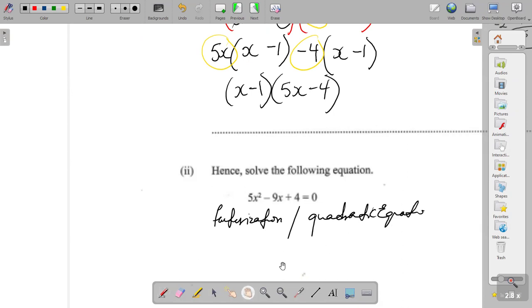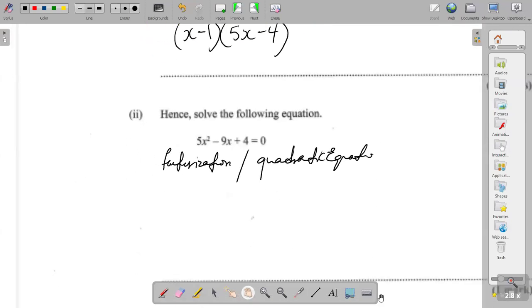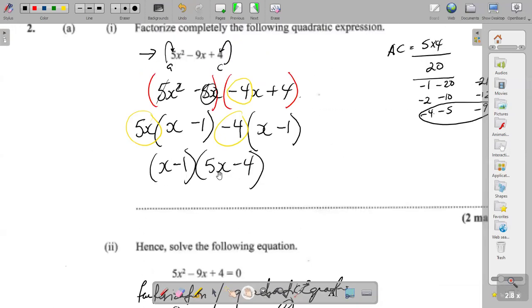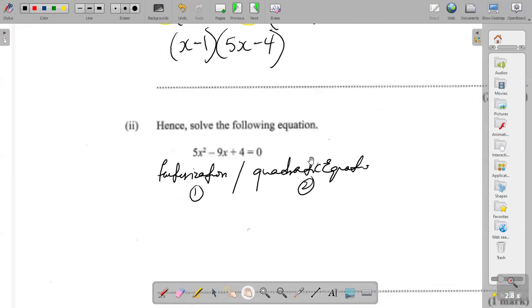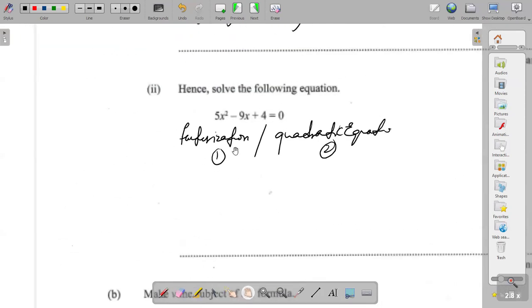Anybody know which one they prefer? Which one you prefer? Option 1 or option 2? I want to see if you even remember. Because you must have a choice. If you see a question that says solve a quadratic equation, you must already know which one you're going to use. Are you going to use the factorization method, which would make sense because you factorized already? But let's say you don't remember what to do, so you use the quadratic formula, but that's just a lot of unnecessary work. All right, so let's use the factorization method first.